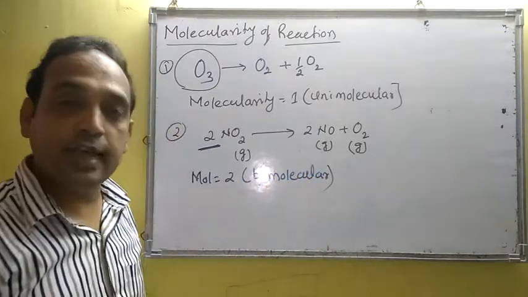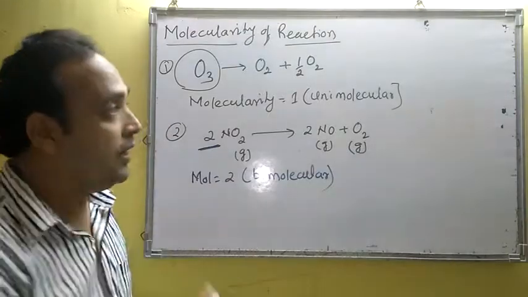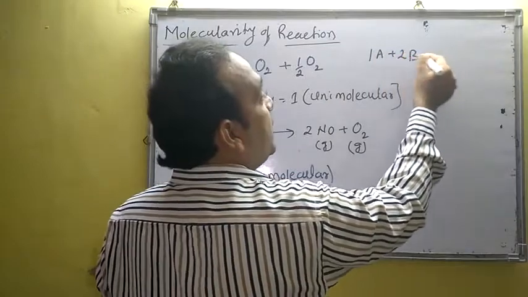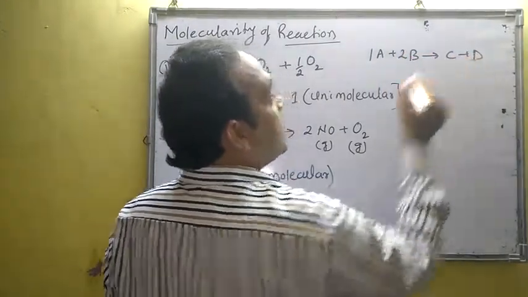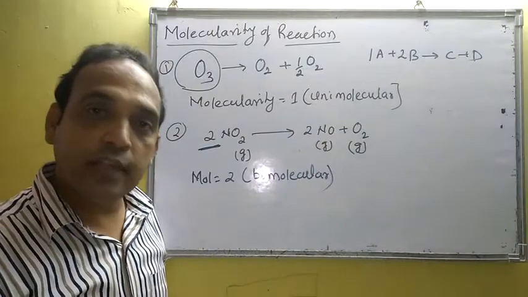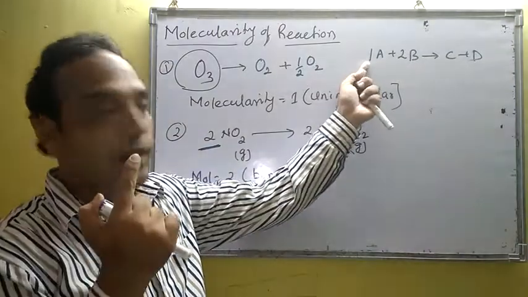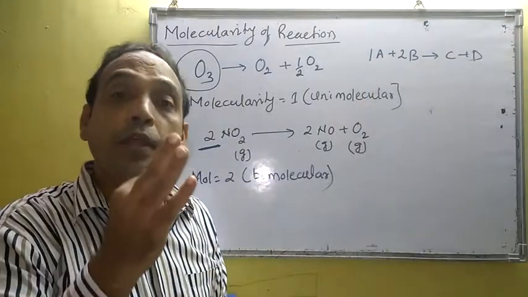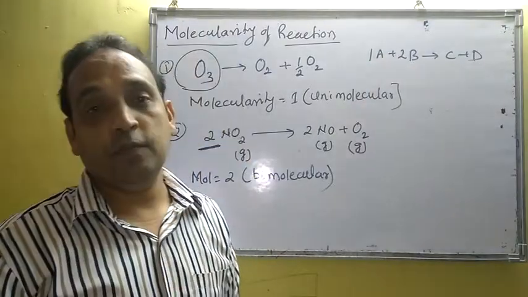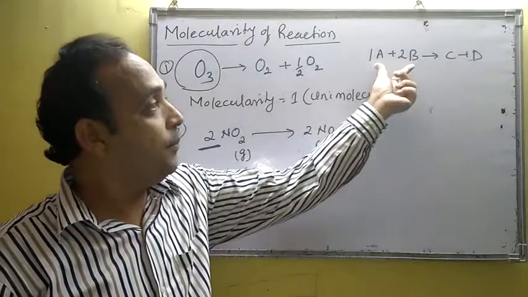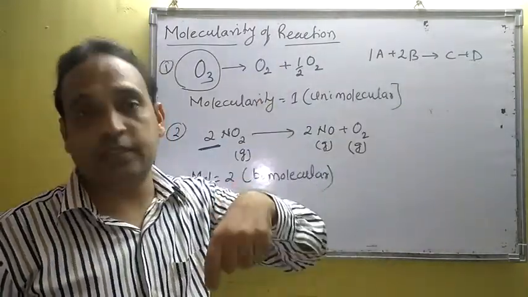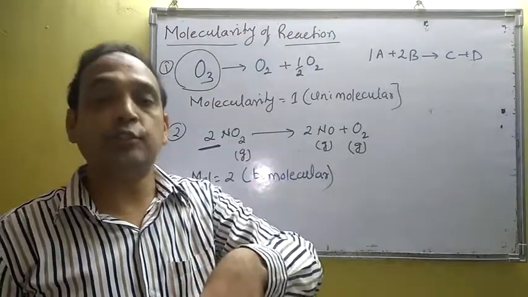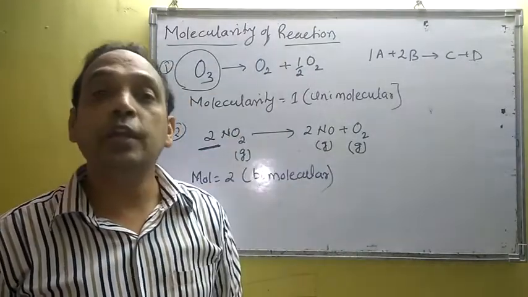It is 2, means this reaction is a bimolecular reaction. Now suppose it is given 1A plus 2B convert into C plus D. Find out the molecularity of this reaction. Now 1A means 1, plus 2B means 2, 1 plus 2, the molecularity of the reaction is 3. 3 means trimolecular. So the number of reacting species, how many reactants are involved in the reaction, that is called the molecularity of reaction.